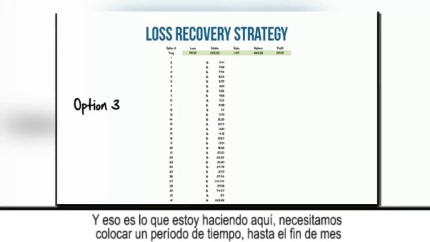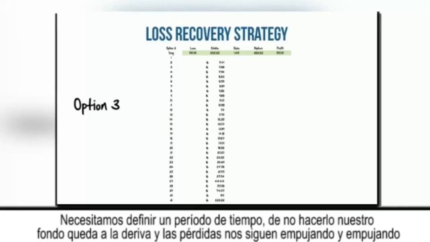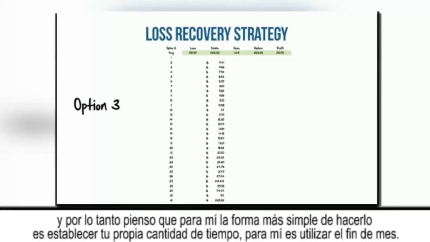I'm setting the time frame to the end of the month. We need to set a time frame, otherwise we get what's known as bankroll drift, and those losses actually just keep pushing out and pushing out and pushing out. And therefore I think the simplest way for me to be able to do it, and you choose your own time frame, is to use the end of the month.